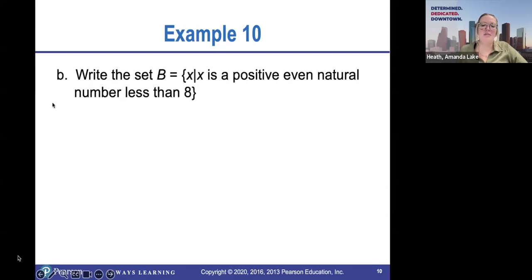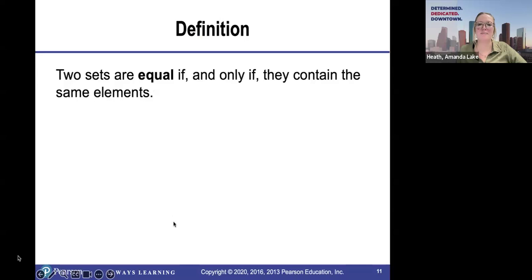All right, and we have another example here where set B is X such that X is a positive even natural number less than 8. So natural numbers are actually all positive because we start at 1, but we have the even natural numbers less than 8. So 2, 4, 6, and then 8 would not be included because 8 is not less than 8. So B is 2, 4, 6.